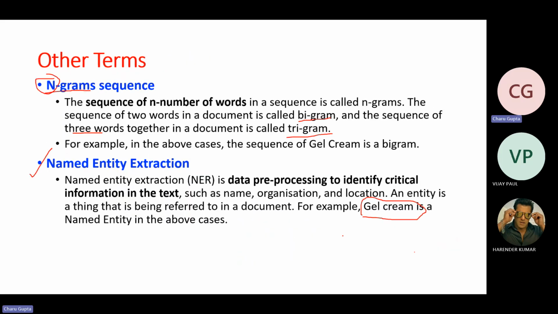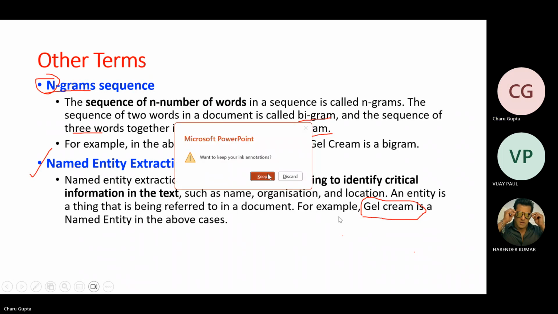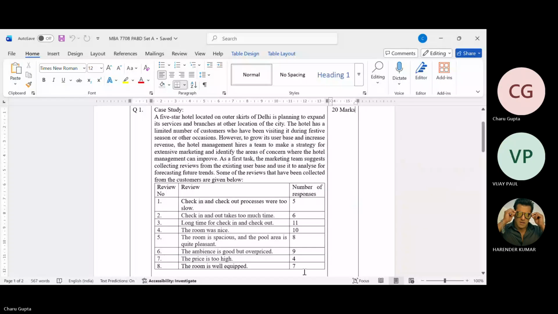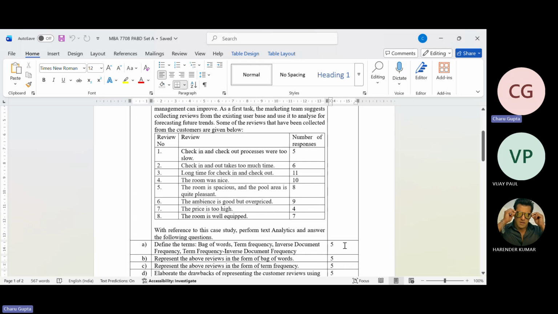Before this, we may do one previous year question. I'm sharing a question with you. Now, this is a previous year question wherein there is a five-mark case study. Okay, these are the 8 reviews, and these are the number of responses. Now, the question is: define the terms. This is a direct question.